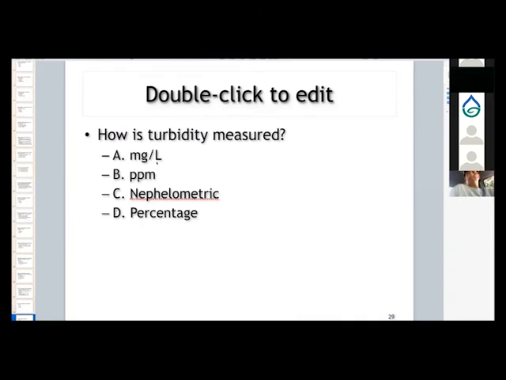How is turbidity measured? Milligrams per liter? Nope. Parts per million? Nope. Percentage? Nope. Nephelometric. So nephelometric is the first letter in the acronym NTU, which we talked about earlier. Nephelometric turbidity units, and that's what we'll measure turbidity in. It's going to be NTU.